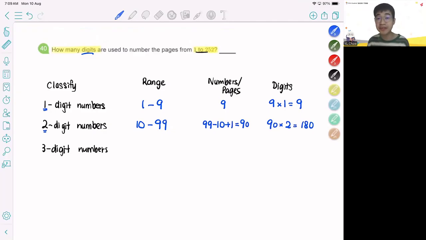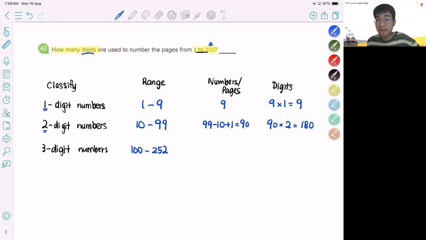Now let's move on to the 3-digit numbers. Be very careful in your calculation. We start off our range from 100 and our last number, look at the question, don't copy the numbers wrongly, is 252. So from 100 to 252, how many pages and how many digits are there?